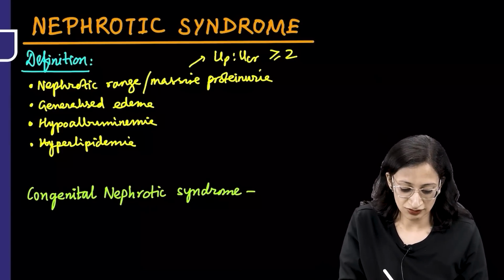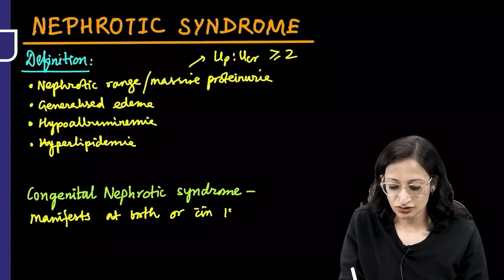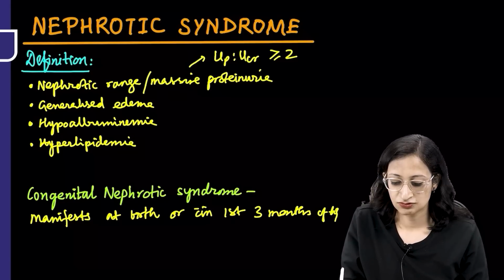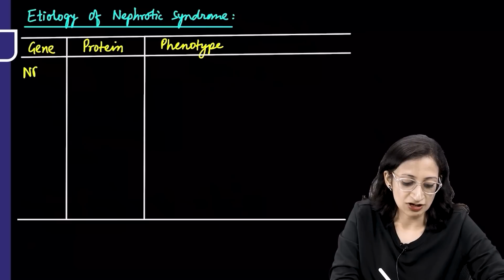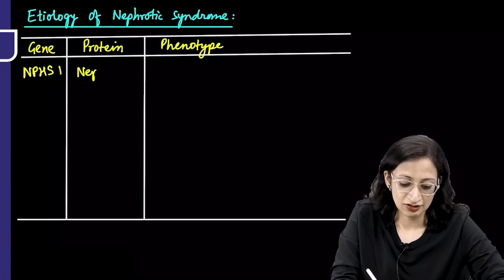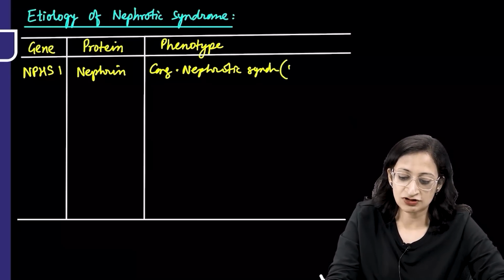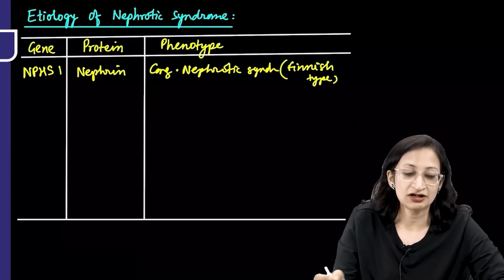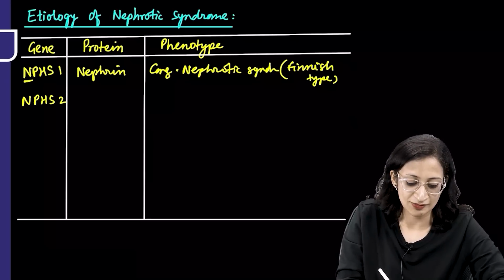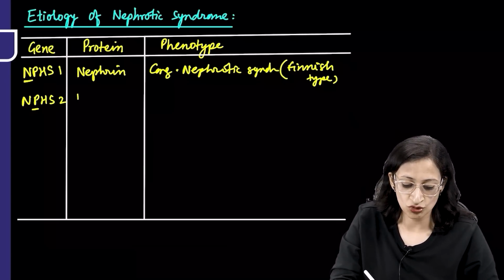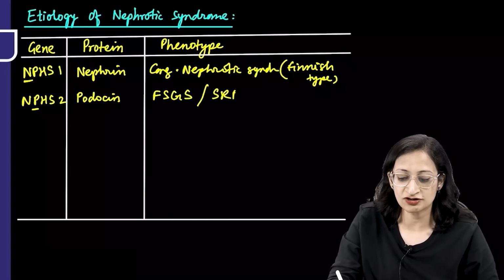We call it congenital nephrotic syndrome if it manifests at birth or within first 3 months of life. Now, the etiology of nephrotic syndrome, there are some genes which are known to be responsible, like the NPHS1 gene, which codes for the nephrin protein and which contributes to the congenital nephrotic syndrome, especially of the Finnish variety. The NPHS2, so NPHS1, the first alphabet is N, so it is nephrin. NPHS2, the second alphabet is P, so it codes for podocin, you can remember, and this is responsible for focal segmental glomerulosclerosis, which usually manifests as steroid resistant nephrotic syndrome.